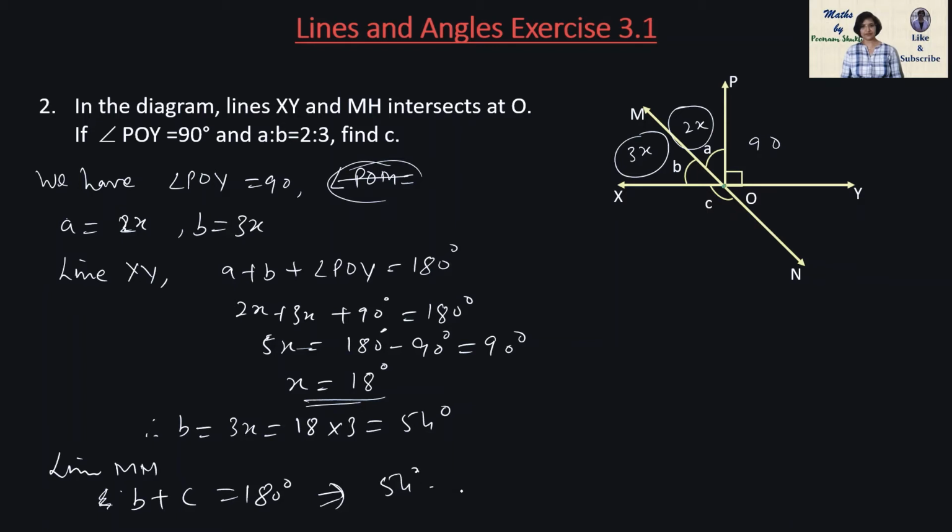So here you can write, this implies 54 degree plus C equals 180 degree. This implies C equals 180 degree minus 54 degree equals, what will you get? 126 degree. So the value of C is 126 degree. We got it.